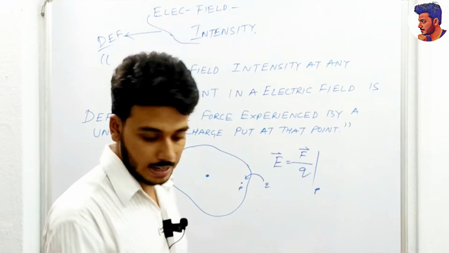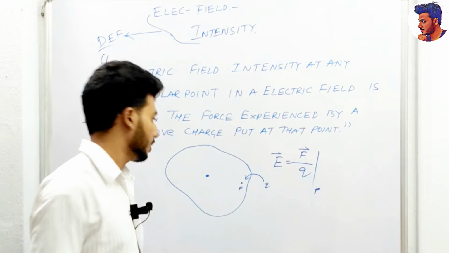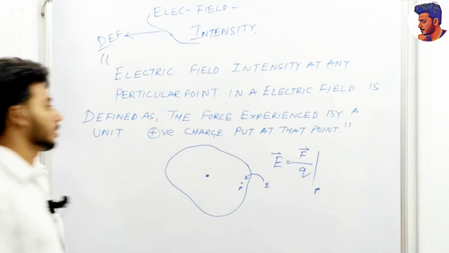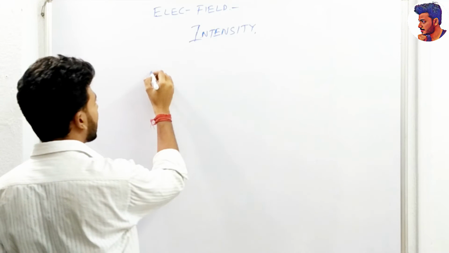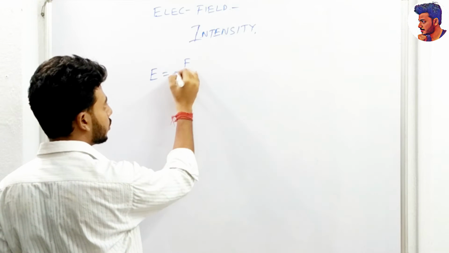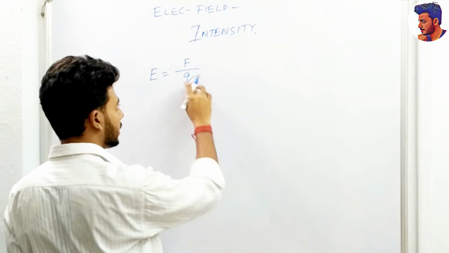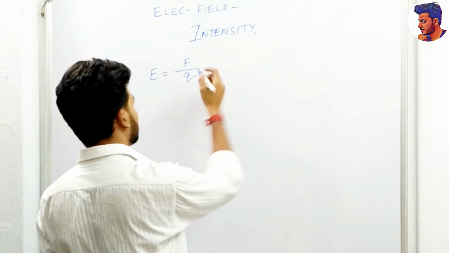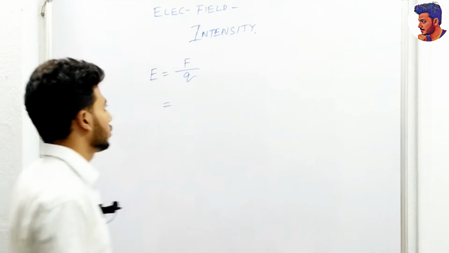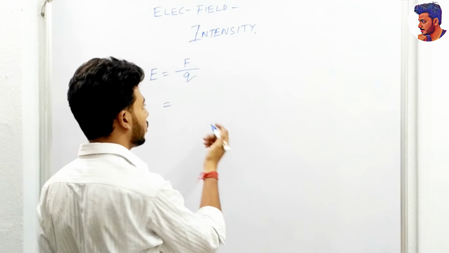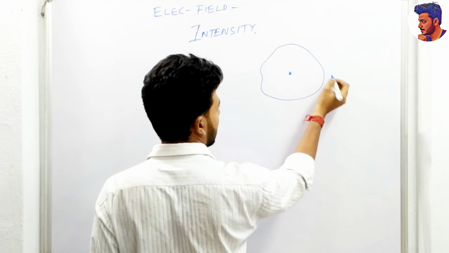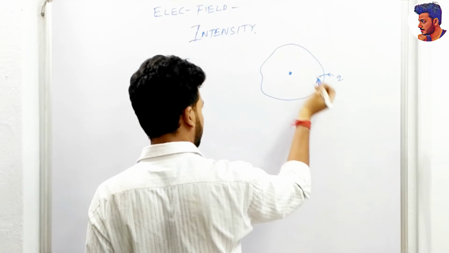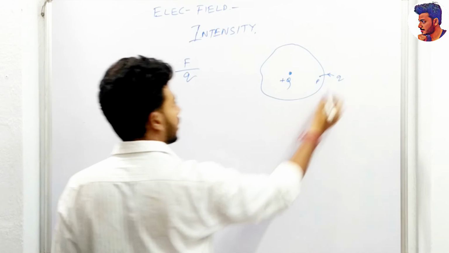So let us do some mathematics on this. We have the electric field equals force per unit charge, where the charge is placed at that particular location. I'm not using the point right now in the mathematical expression. So what is the value of this force? According to Coulomb, this is the source charge, and I am putting a charge at P. This is the plus Q charge, and this is also plus Q.